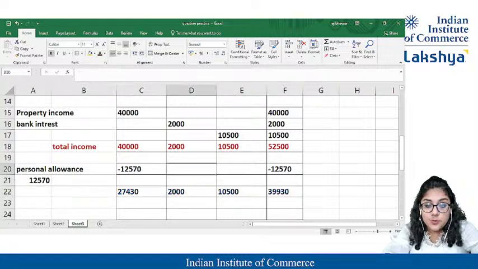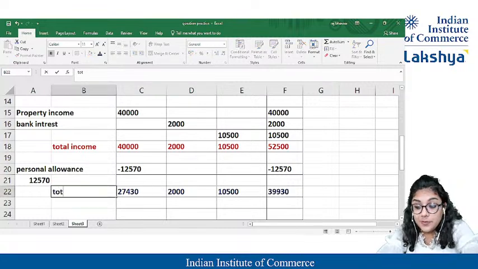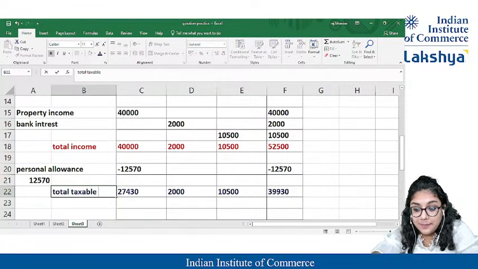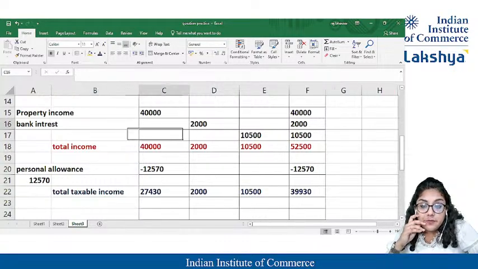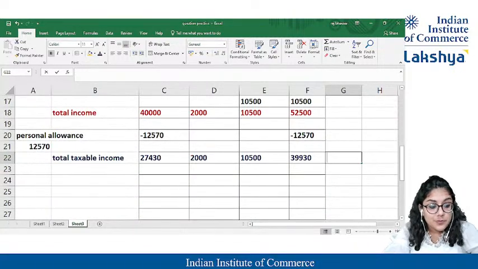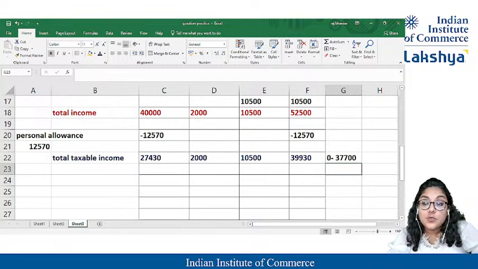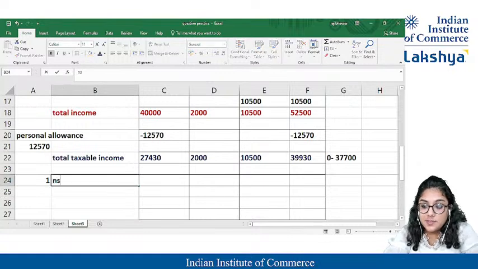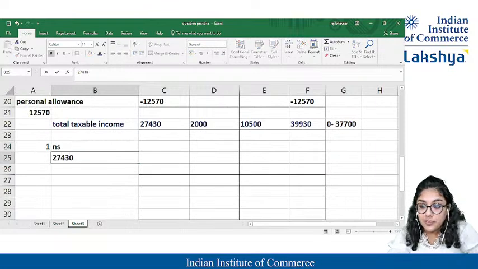On this, are we supposed to pay taxes? Yes. So this becomes my total taxable income. Before going ahead, we need to analyze which band it is coming in. Is it the first band or second band? 0 to 37,700. It is not coming in the first band, so it's coming in the second band. For non-savings, the amount is 27,430.